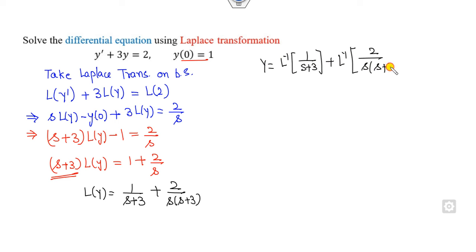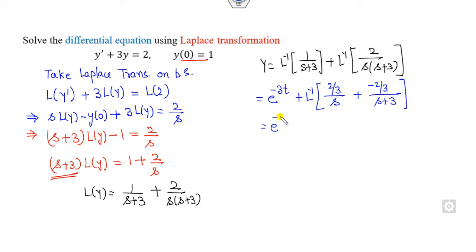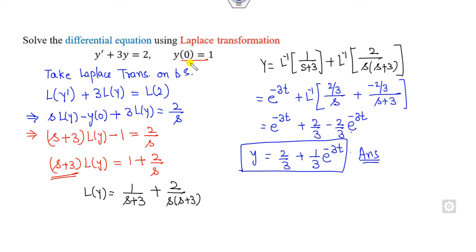So how can you solve this? The inverse Laplace of the first term is e raised to power minus 3t. I can solve the second by partial fractions. It is s and s plus 3. If I substitute s is 0, the answer is 2 by 3. If I substitute s is minus 3, it will be minus 2 over 3. So the answer is 2 over 3 minus 2 over 3 e raised to power minus 3t. These two can be combined: 2 over 3 plus 1 over 3 e raised to power minus 3t is the required answer of this problem. And you can check in your examination that y of 0 is 1. That means it's the correct option.